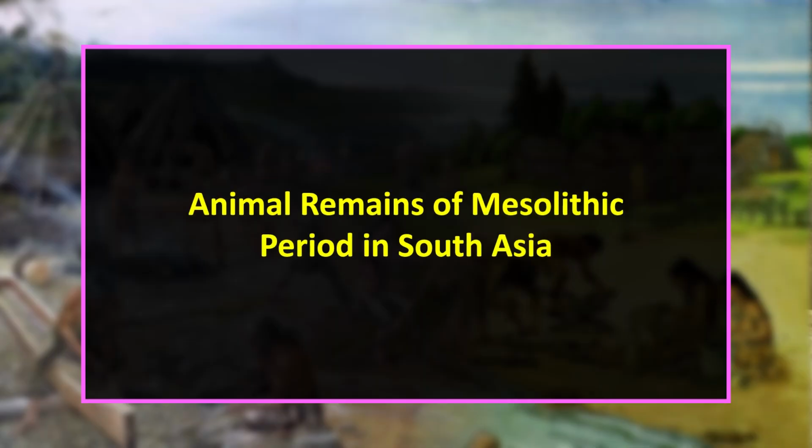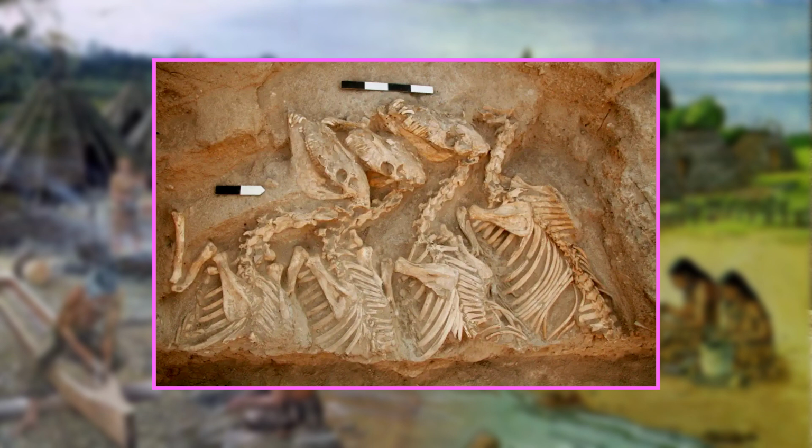Now, apart from the European world, Mesolithic remains were found in other parts of the planet, and among them, South Asia is one of the very important and richest geographical regions from where we have the recovery of those Mesolithic remains. So, archaeologists have uncovered bones of both wild and domesticated animals from various Mesolithic sites in South Asia.